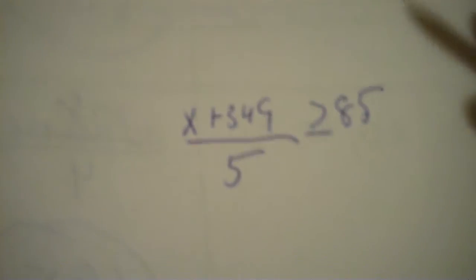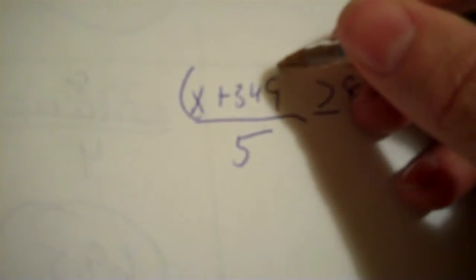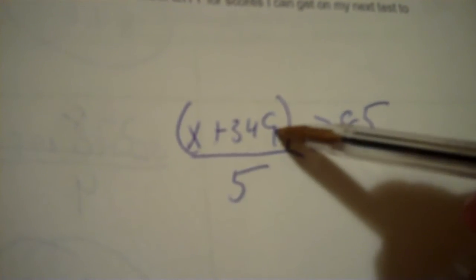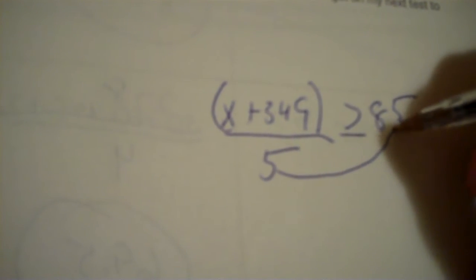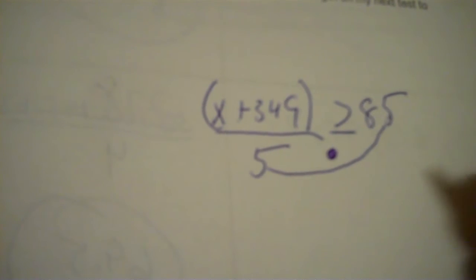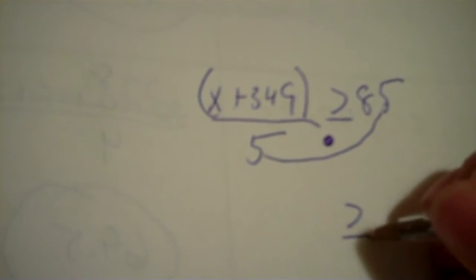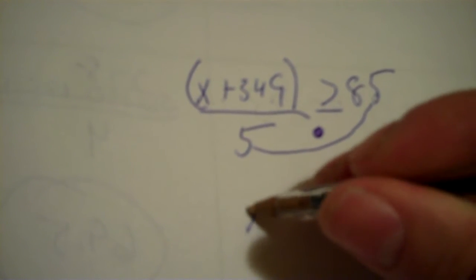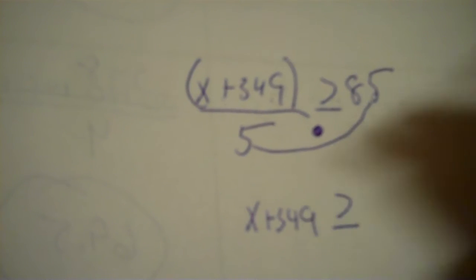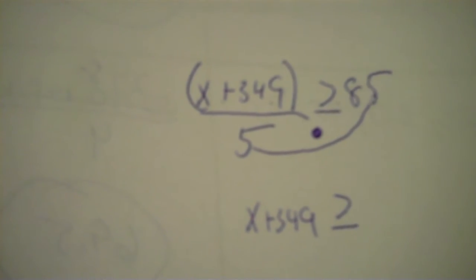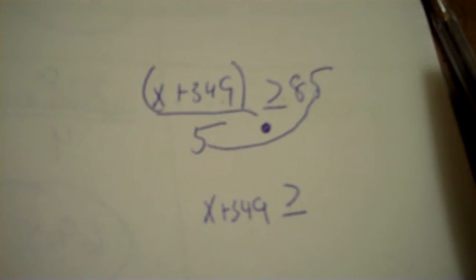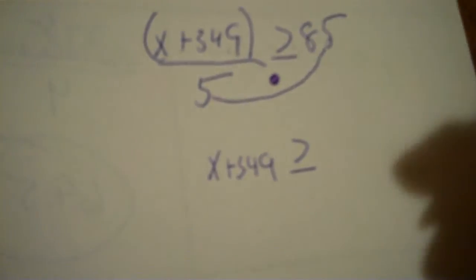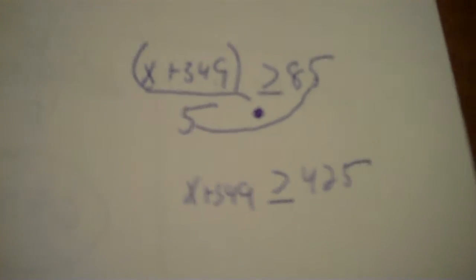Now, how do we solve it? Well, here's what you're going to do first. You're going to make a parentheses there. All of that's divided by 5. So you are going to do the opposite of divide by 5, which is multiply by 5. So line up your symbol. And on this side, you're still going to have the x plus 349. Over on this side, we take 5 times 85. And now we no longer have the division operation. That's 425, and now we solve it.